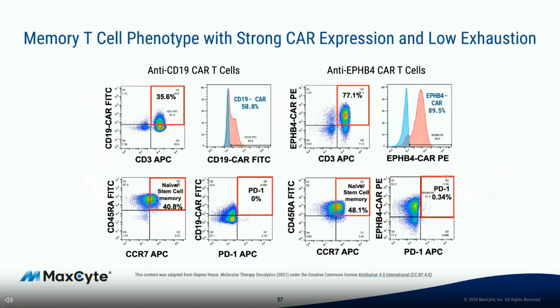After that expansion process, with 2 different CAR T cells, CD19 and EPH before CAR, he was able to get 50% and 90% expression of the CAR respectively. And in terms of the memory phenotype, they had majority stem cell memory phenotype with low PD-1 exhaustion markers.